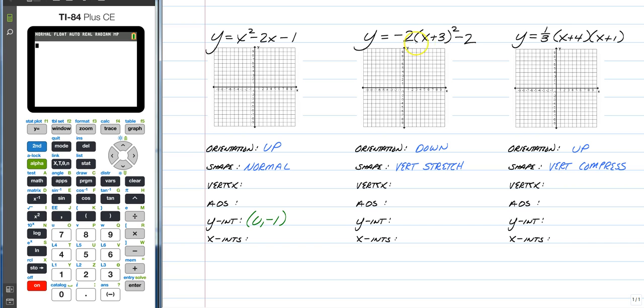For the second one, we are in vertex form. Remember, the vertex is h, k. So, opposite of what's inside, outside, our vertex is negative 3, negative 2. But remember, our axis of symmetry is x equals the x coordinate of our vertex. Okay, so there we have something else, another superpower.